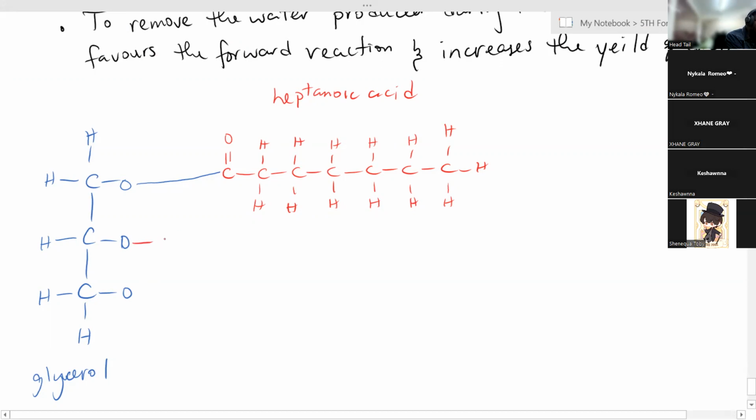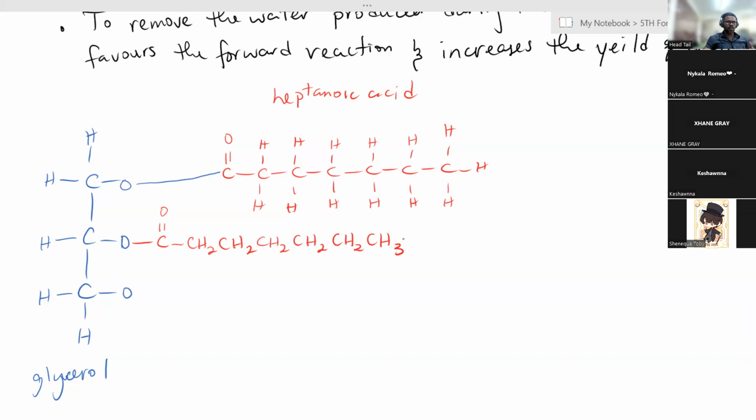So the condensed version would be C and I have CH2, CH2. So that's 1, 2, 3, 4, 5, 6, 7, CH3. It's the same thing above. So everything is going to be heptanoic acid. I'm just drawing them differently in the way that we would have learned them. So this is the condensed formula way that I drew it.